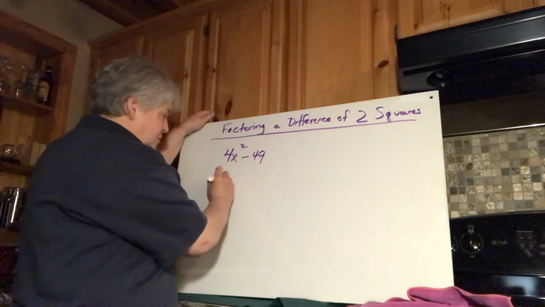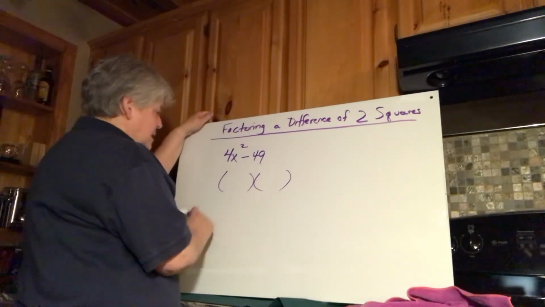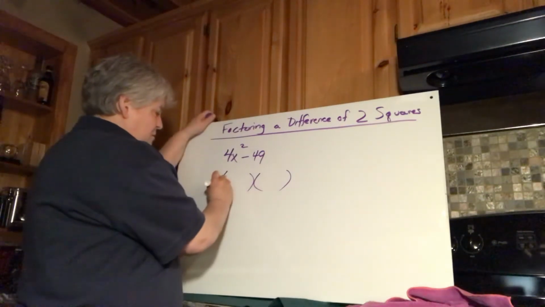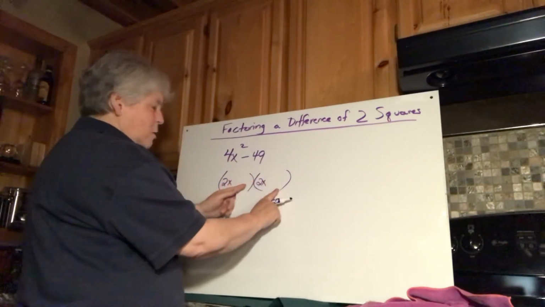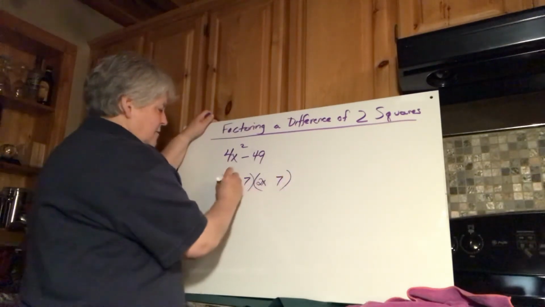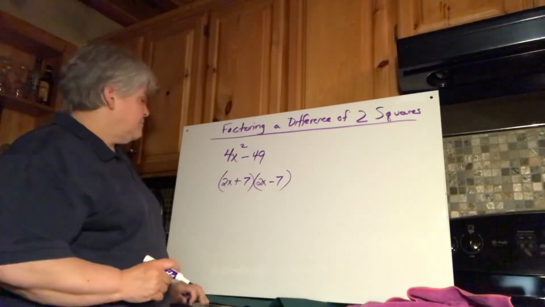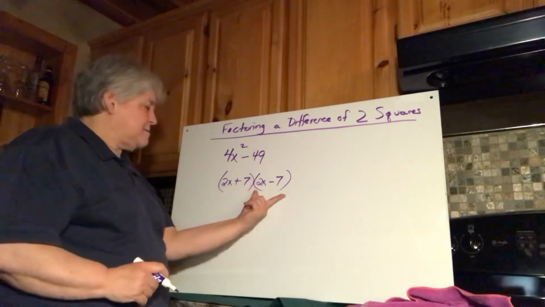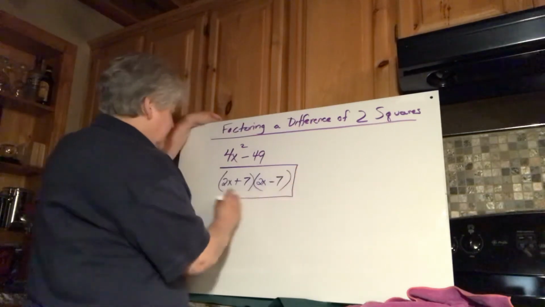So, to factor this pattern, I set up two sets of parentheses, each designed to hold two terms. I put here and here what multiplies by itself to give me this. So it's going to be the 2x and the 2x. And then I put here and here what multiplies by itself to give me 49. So it's 7 and 7, and then put one of each sign. Okay, so is this written as multiplication? Yes. This is multiplying this, because the two parentheses are bumping right up against each other. So this is now factored.